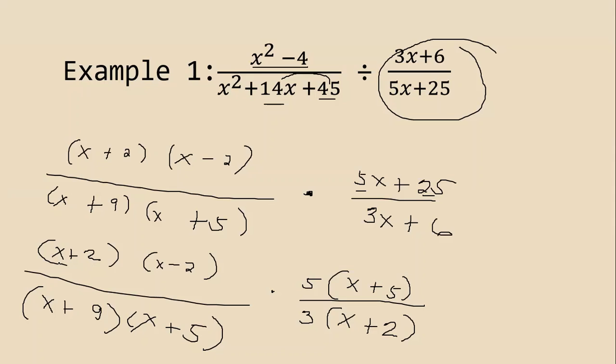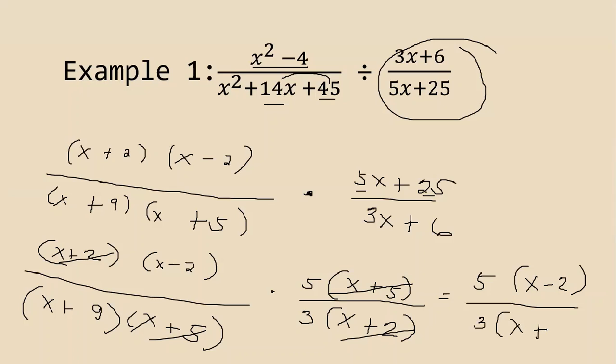So we have x plus 2, and there is also x plus 2 in the denominator. Then x plus 5, there is also one. So what remains in our numerator is 5 and x minus 2, while in the denominator what remains is 3 times x plus 9. So we have 5 times the binomial x minus 2 all over 3 multiplied by the binomial x plus 9.